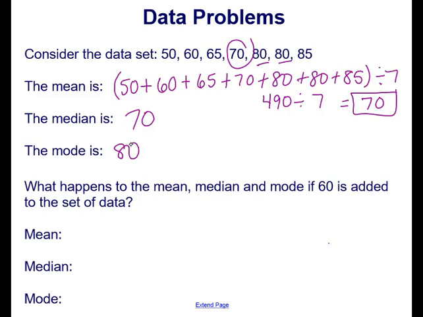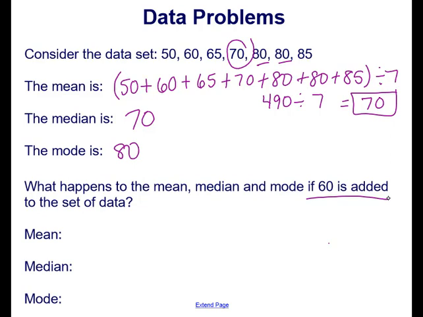So now we want to go further. We want to start playing around with the data set given and how it would affect these measures of center if we change the data points given, or if we add to them or we subtract from them. So first, what happens to the mean, median, mode if 60 is added to the set of data?